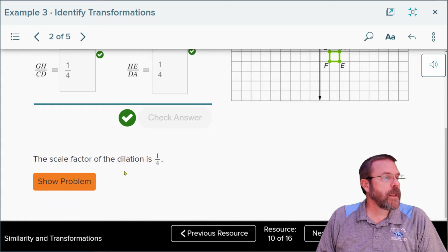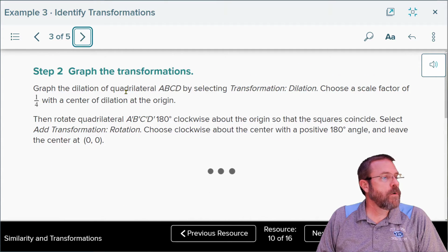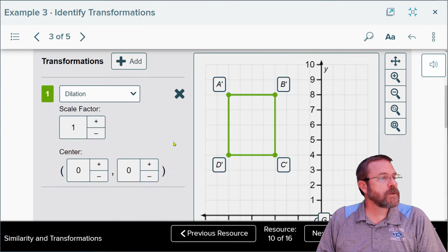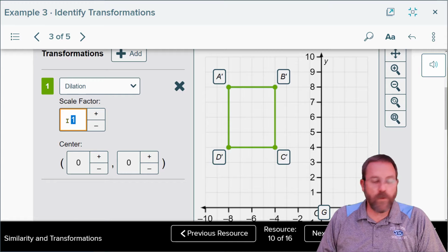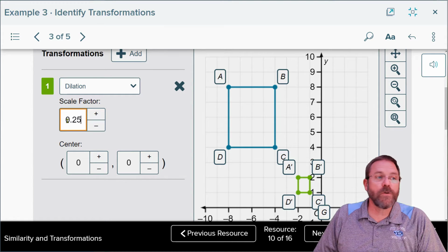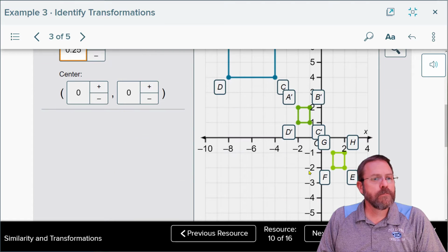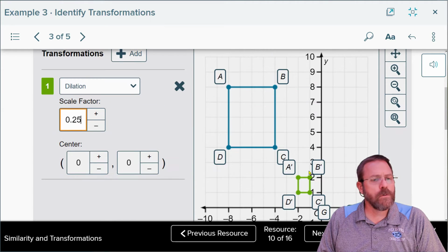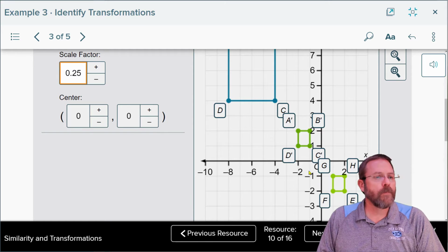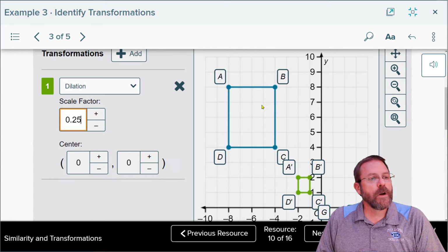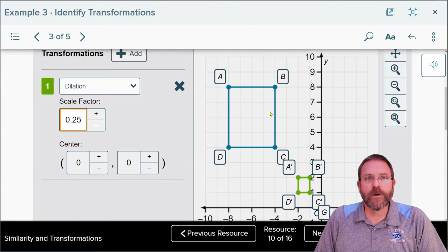Next, we need to take and apply that. We're going to go ahead and do that dilation as the first thing. I'm going to do a dilation by a scale factor of 1/4, which is also known as 0.25 in the computer. So right now, hold on just a second, boys and girls. Oh, there it is. Right now we're looking at this green one. It gets confusing sometimes. That is going to be the dilation of this original one that was right here. That's going to be my start.